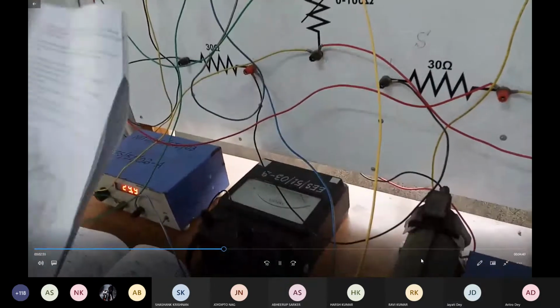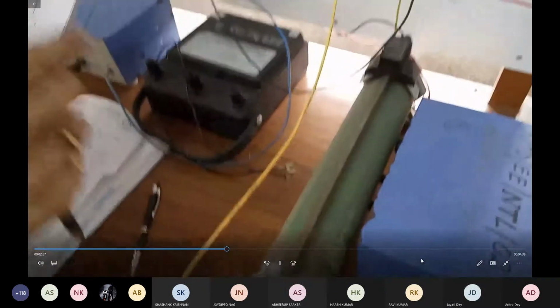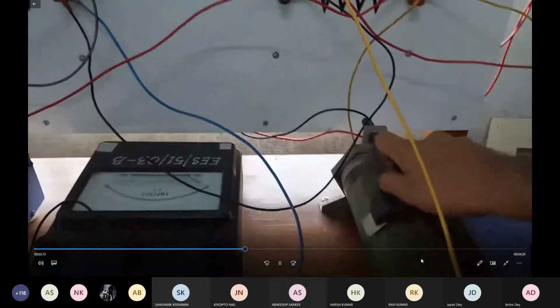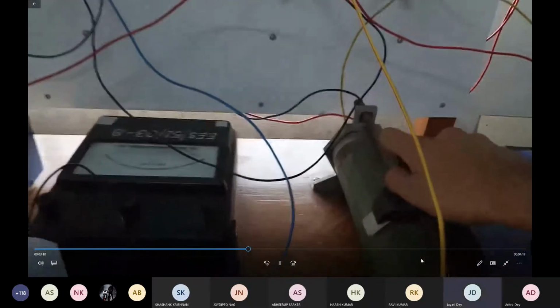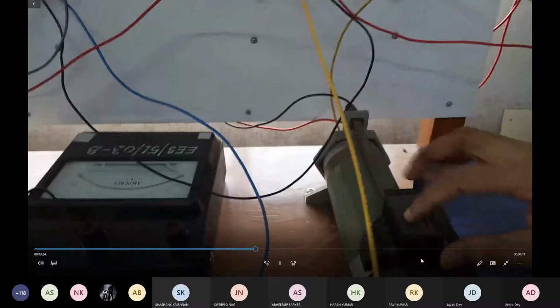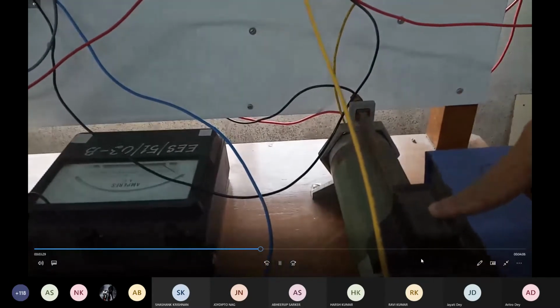Now, what is the run? For the run, first we will set the rheostat at a particular value. Say we are keeping this at 50% value. It's almost 50%. And it is a 100 ohm resistor, and we are at the 50% position, which means approximately our RL has to be around 50.